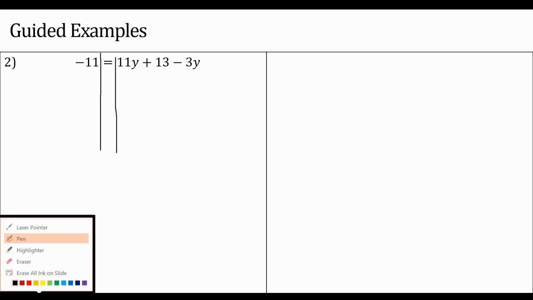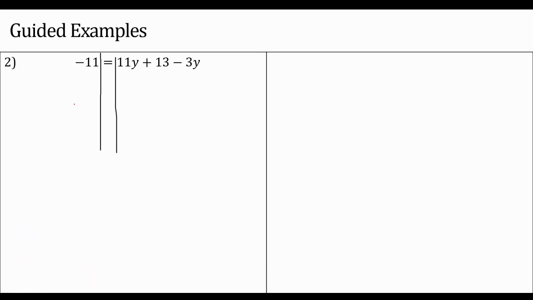Okay, so we have negative 11 equals 11y plus 13 minus 3y. So we're going to start by drawing our train tracks, and we're going to identify our like terms. So here on this side, all we have is a negative 11, so we don't have any like terms. Now on this side, we have this 11y plus 13 minus 3y. We're going to identify our like terms, which in this case is 11y and negative 3y. Remember, if you circle your like terms, make sure to include that sign in front.